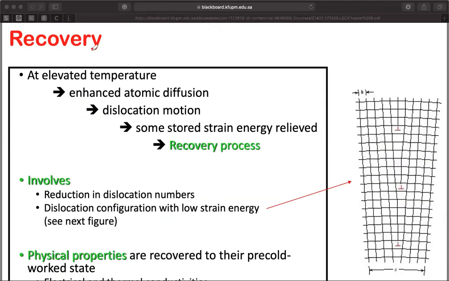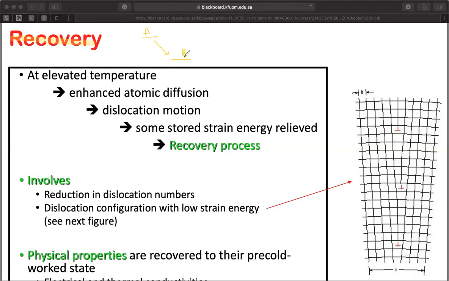So what we do during the recovery stage, the goal of the recovery stage, is to minimize the energy of the material. Remember what we said earlier: if a material is in state A, always the material will ask itself the following question: can I minimize my energy to state B? So this is state A, this is state B.